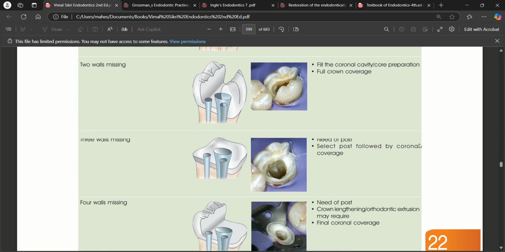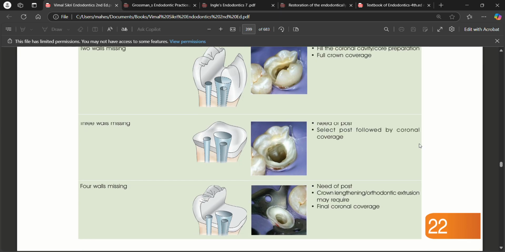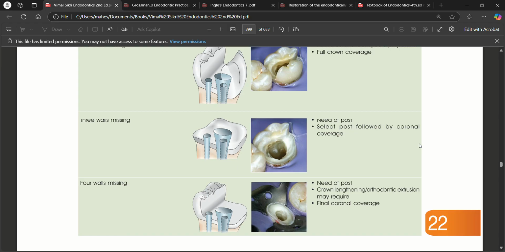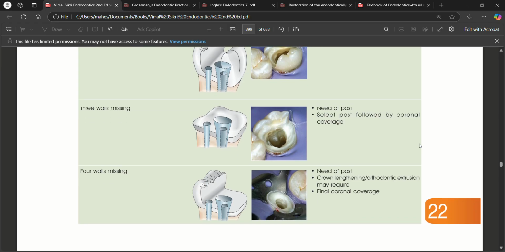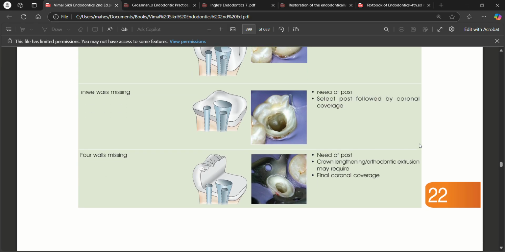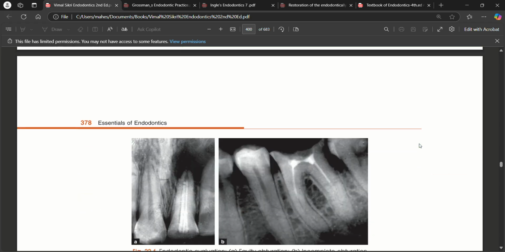Then three walls missing and a need of post. Then select post followed by coronal coverage. Then four walls missing and need of post. Crown lengthening or orthodontic extrusion may be required, and final coronal coverage.